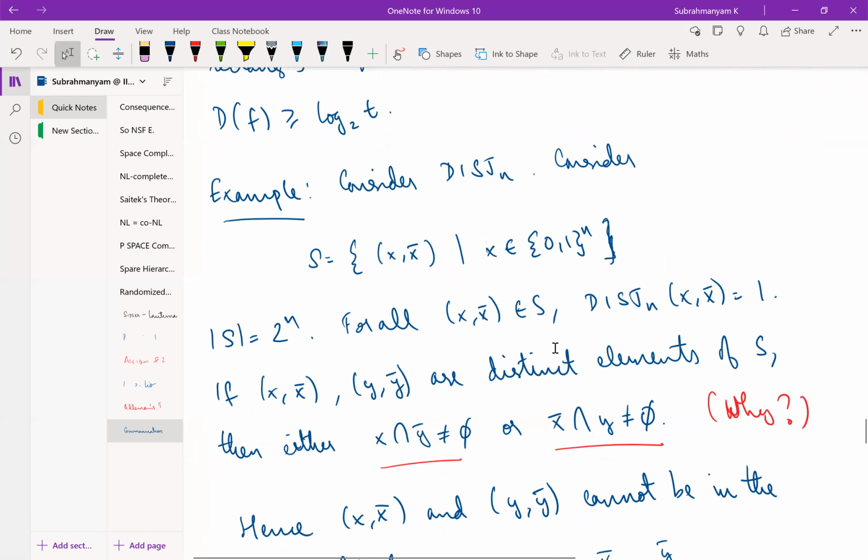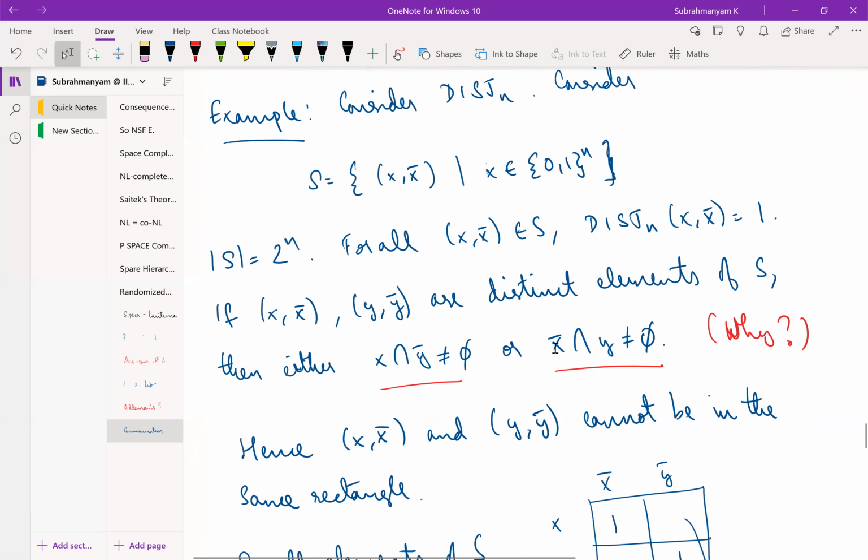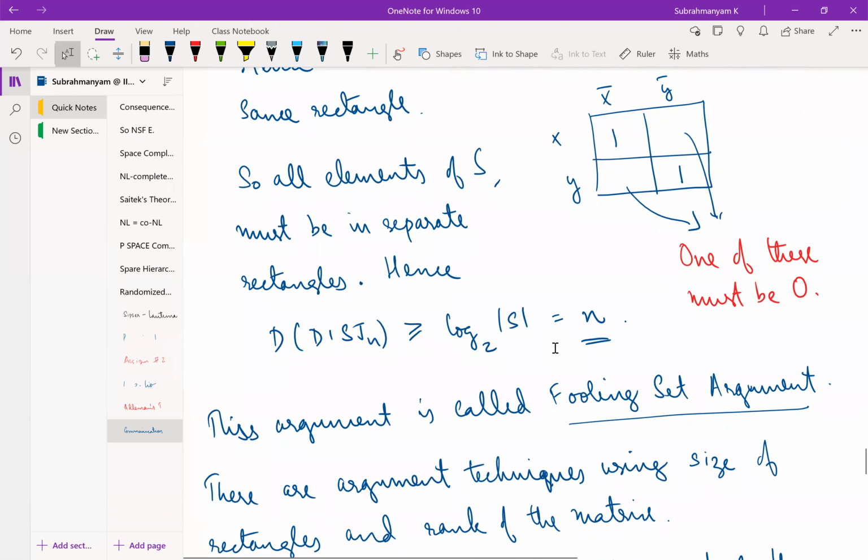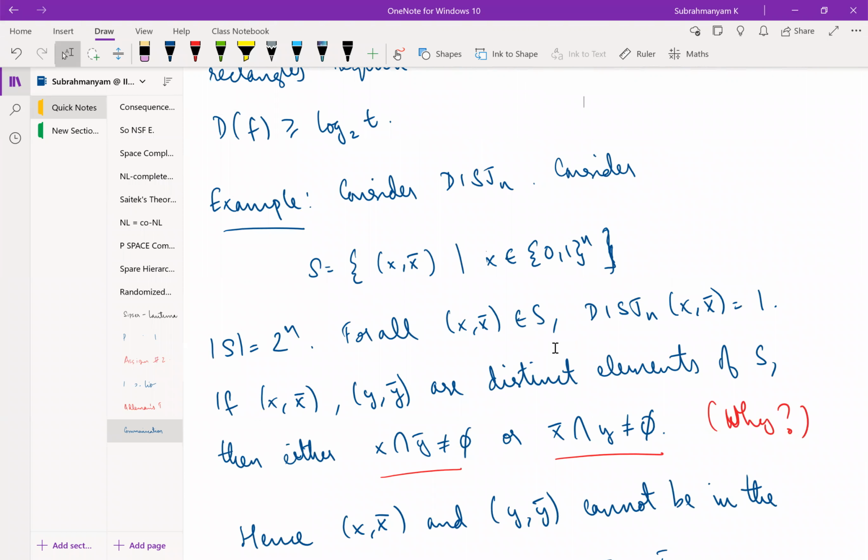So finally, we'll just see one more example. We'll show that disjointness requires a complexity of n, right? Of course, we always have the trivial protocol of n plus 1. So consider the set that consists of the following strings, x and its complement string. So it could be things like 0 0 0 1 1 1, 0 0 1 1 1 0, 0 1 0 1 0 1, and so on.